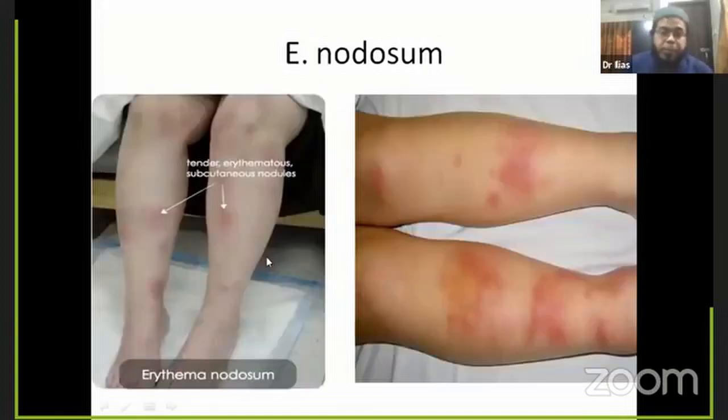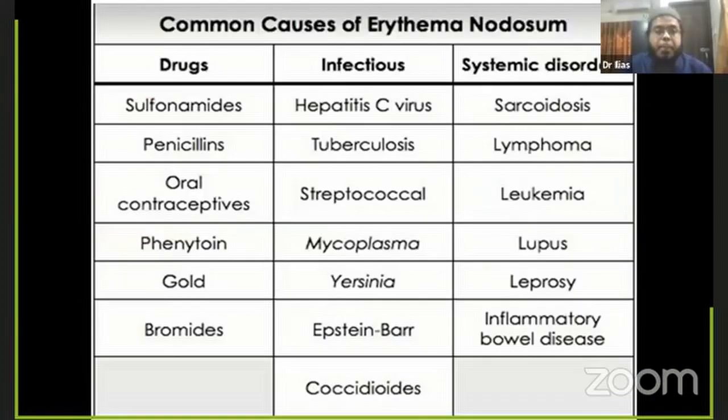Okay, and sometimes the patient might be having the erythema nodosum. Okay, you see these are the tender erythematous subcutaneous nodules, and these are painful. And I will show some of these entities from where we will get the erythema nodosum. You see, due to some drugs, due to some infection like the hepatitis C, tuberculosis, Streptococcus, mycoplasma infection, Yersinia infection, so the patient might be having the erythema nodosum.